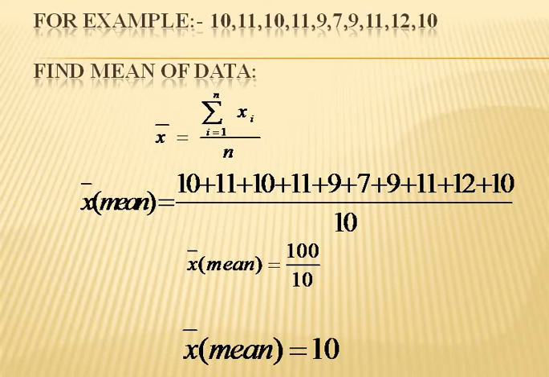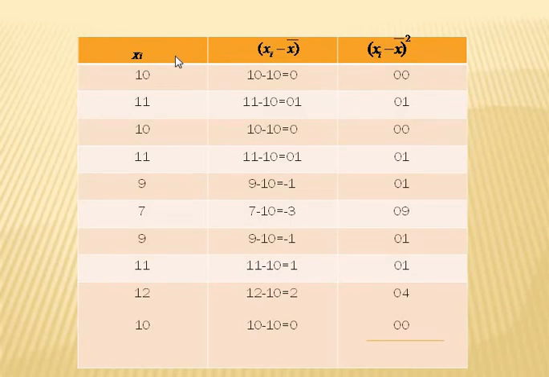Then we prepare the tabulation of that data. We have to prepare three columns. In the first column we write down the observation, in the second column the deviation, that is xi minus x bar, and in the third column the square of that deviation. We have the observations, and we have calculated the mean.